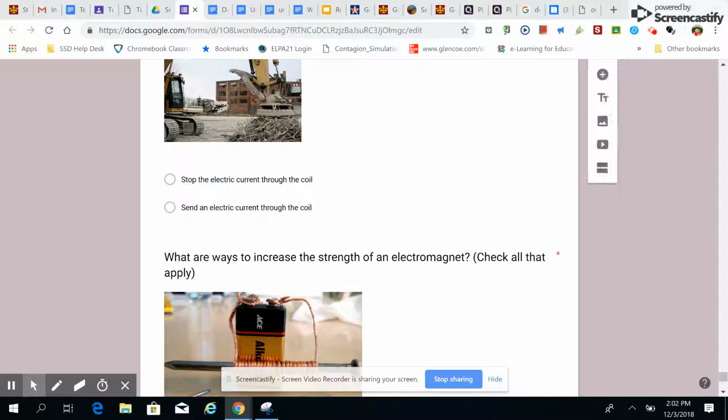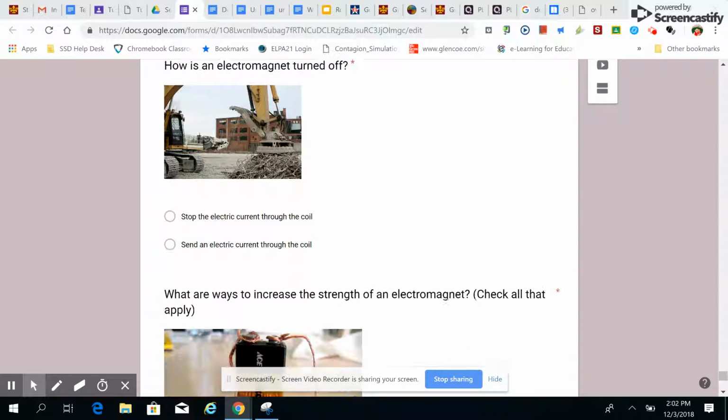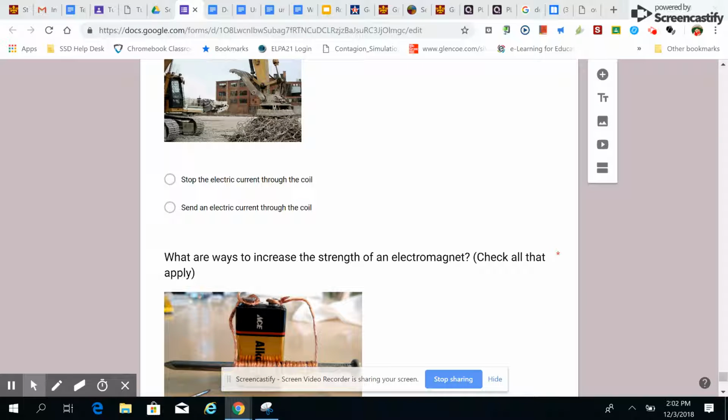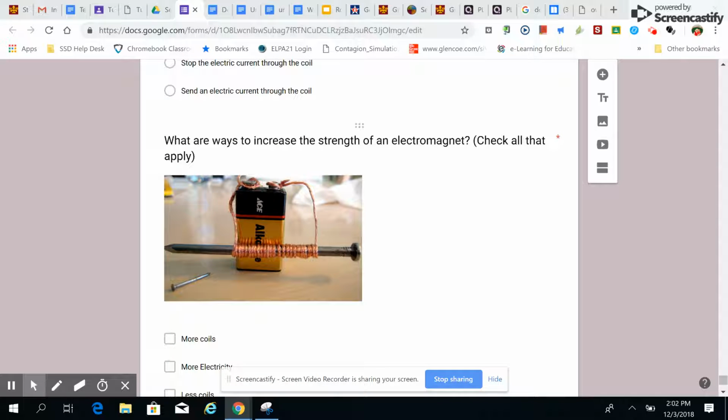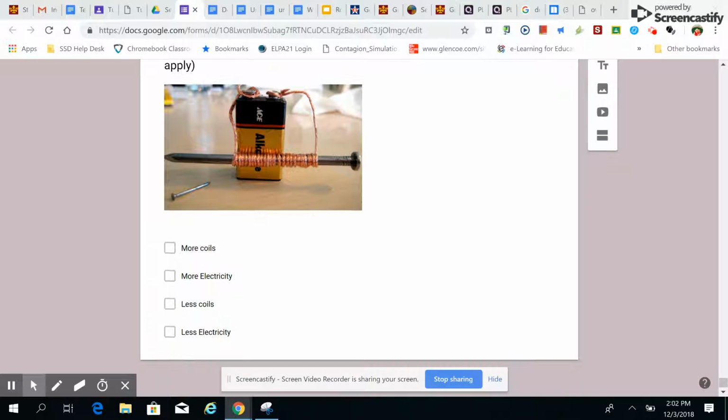How is an electromagnet turned off? Stop the electric current through the coil, send an electric current through the coil. What are ways to increase the strength of an electromagnet? Check all that apply. More coils, more electricity, less coils, less electricity.